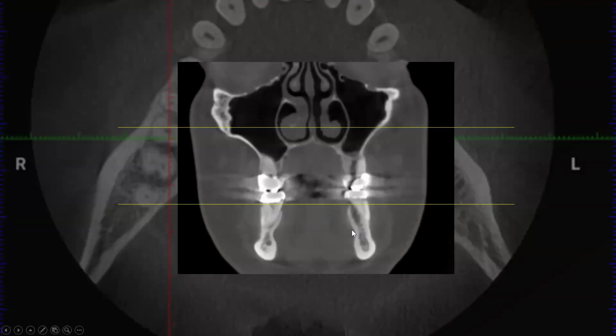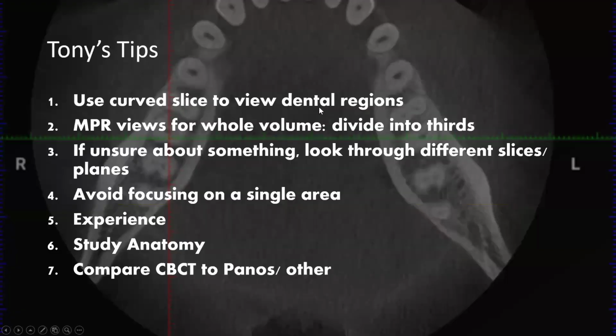I'll do that in the axial and a lot of times in the coronal. This is one thing I like using the coronal slices for. All sinuses should drain into the nasal cavity, right? There's drainage, and here we see these maxillary sinus ostia and the drainage really well. That's one thing you look at just for analyzing sinuses. And then I do use the curved slices, I mentioned before, to view dental regions.